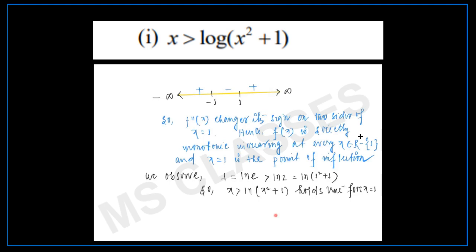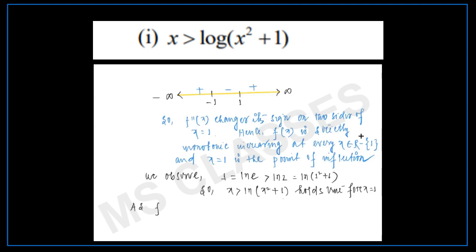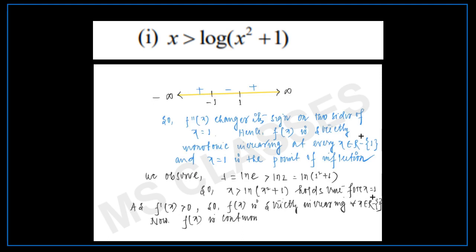Now the rest part, that is, we have to show for the other values it is true. How? See, as f dash x is greater than 0, so f(x) is strictly increasing. Now f(x) is continuous at x equal to 0. Therefore, f(x) is strictly increasing for all x belongs to 0, infinity, excluding the point 1.